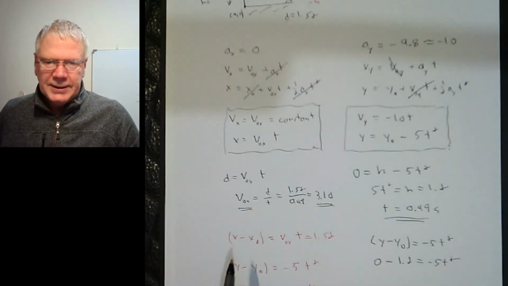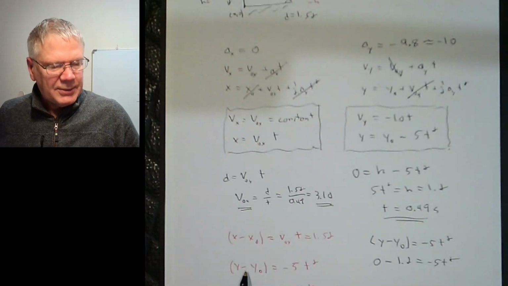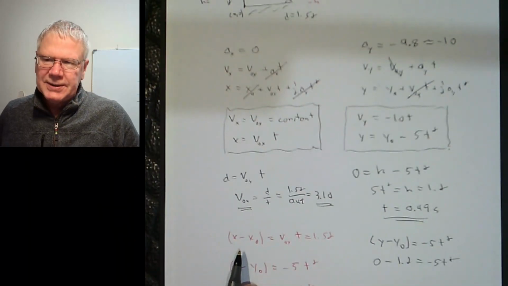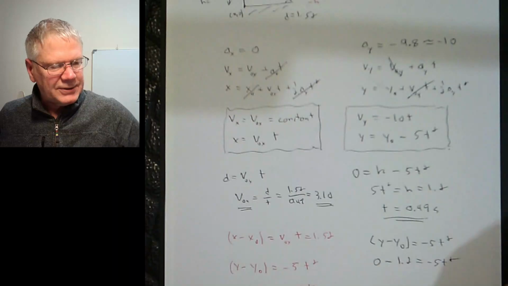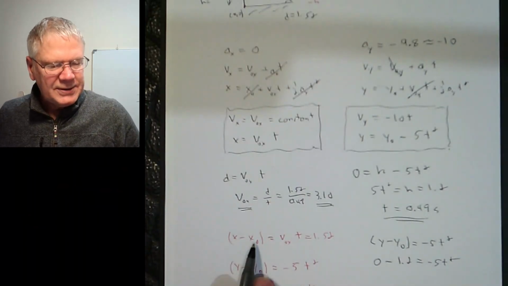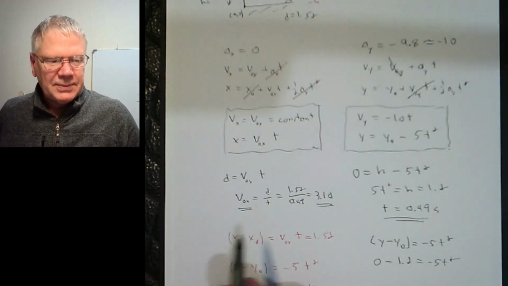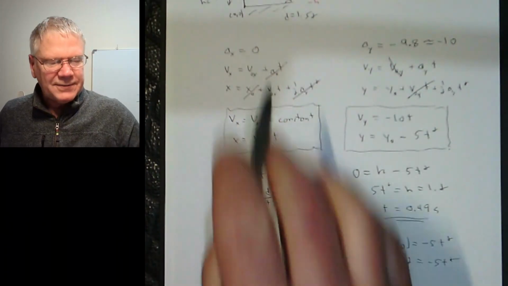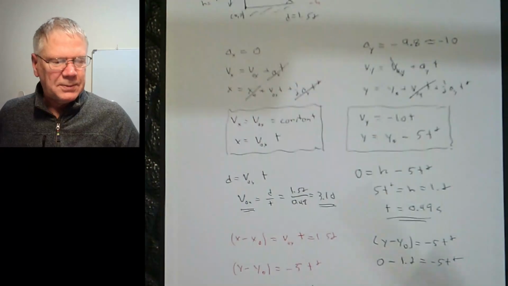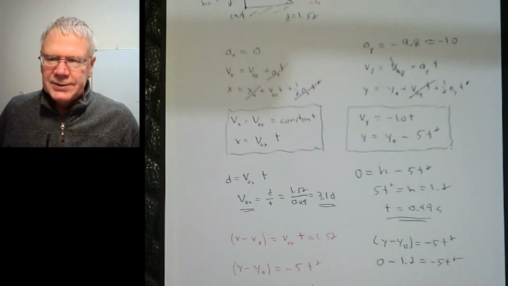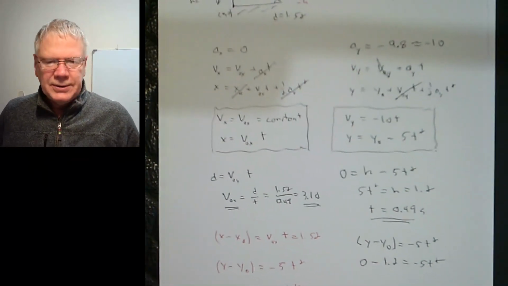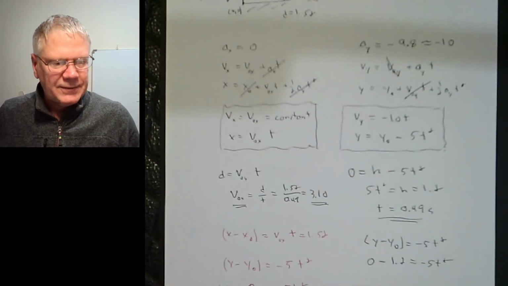When you rewrite it this way, y minus y0 and x minus x0, you can see that it's this difference that's important. This is the distance it traveled. It doesn't matter what you call 0. I could put 0 2 miles to the left and the difference would still be 1.52. So your origin is something you can choose, and sometimes that makes a problem easier or more difficult to solve.